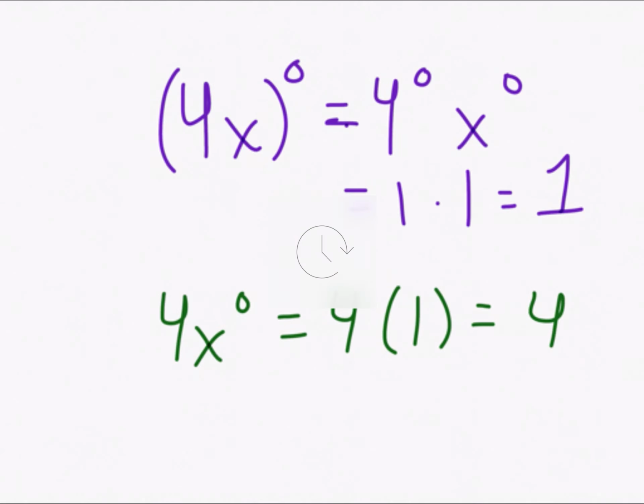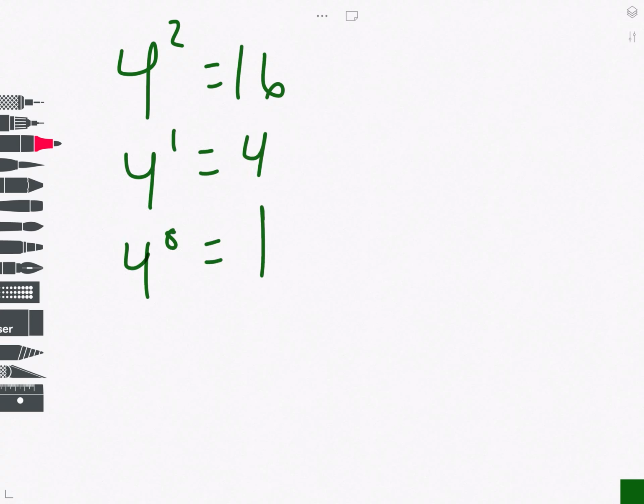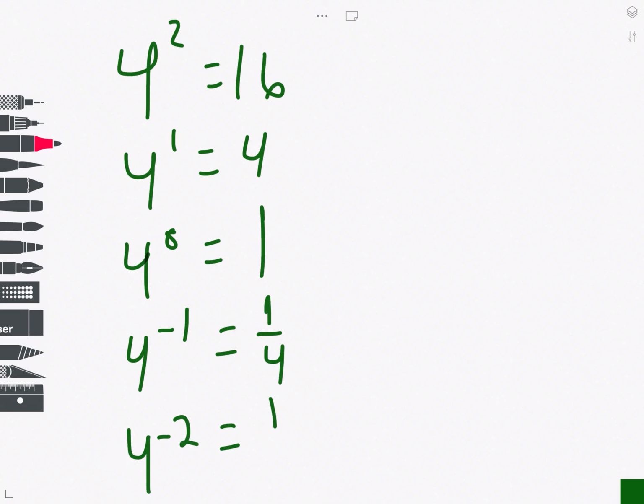Okay, so if we extend that table we were doing, with 16, we divided by 4 to get 4. We divided by 4 to get 1. If I keep going and take this down to negative 1, 4 to the negative 1 would be 1 divided by 4, or 1/4. 4 to the negative 2 would be 1/4 divided by 4, which gives you the fraction 1/16, or you could make it a decimal if you wanted to. I'm going to leave it as a fraction, though, because that shows us another pattern.